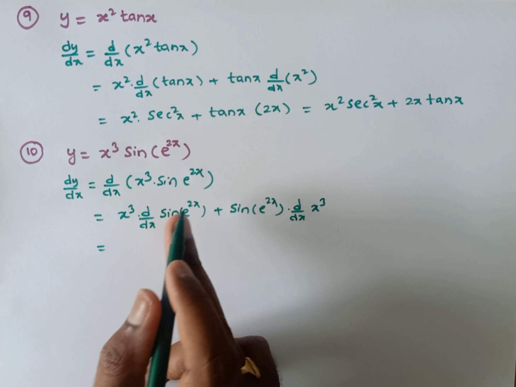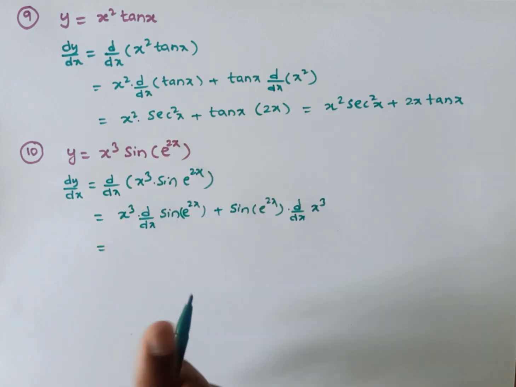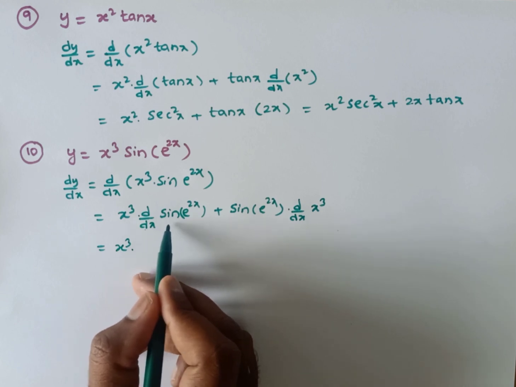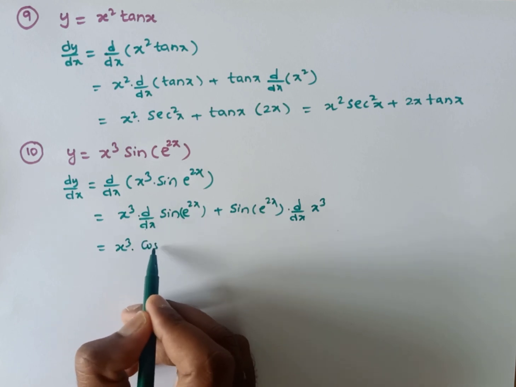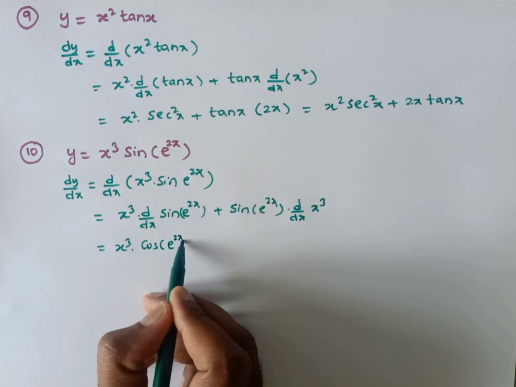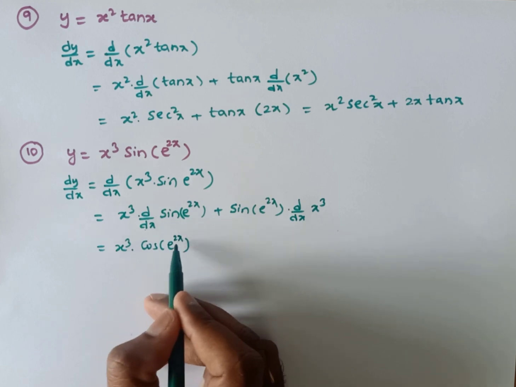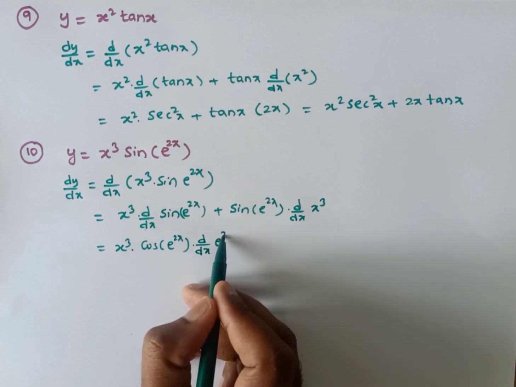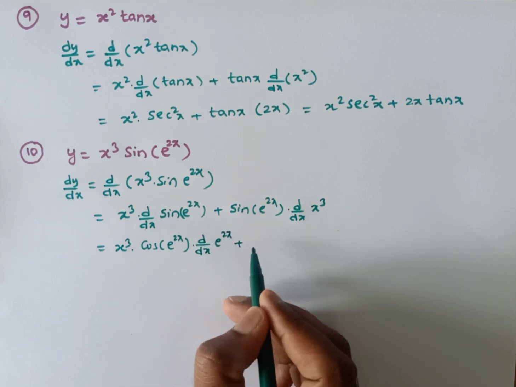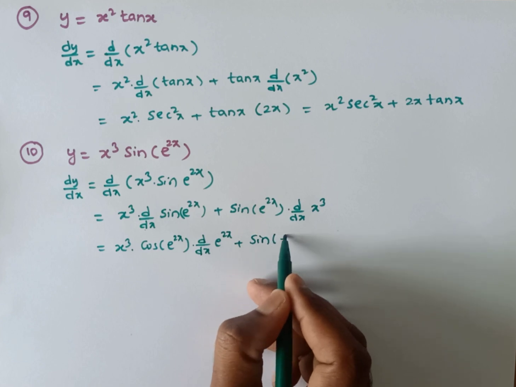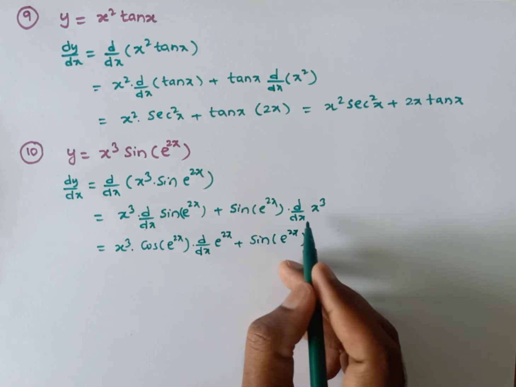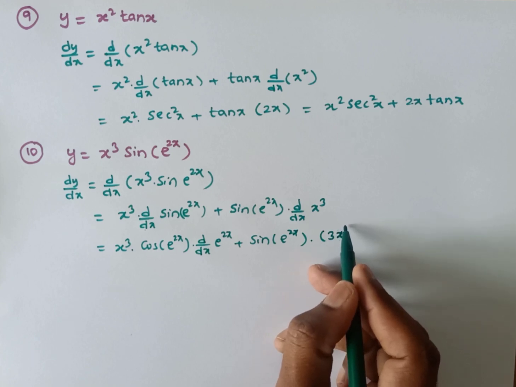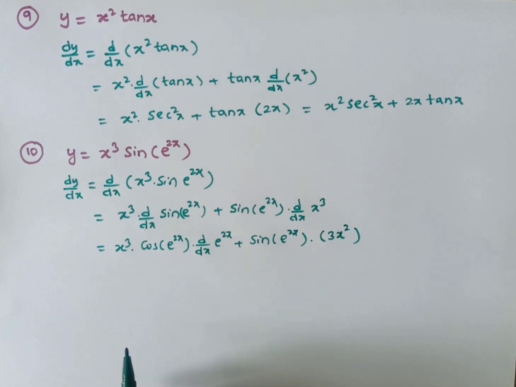First apply u into v, so this is u and this is v. Now here it is x cube into the derivative of sine. Look, the derivative of sine is cos of whatever is there. If it were just x we could leave it, but it is not x, e power 2x is there, so into d by dx of e power 2x, plus sine of e power 2x into the derivative of x cube, that is 3 into x to the power of 3 minus 1, that is x square.